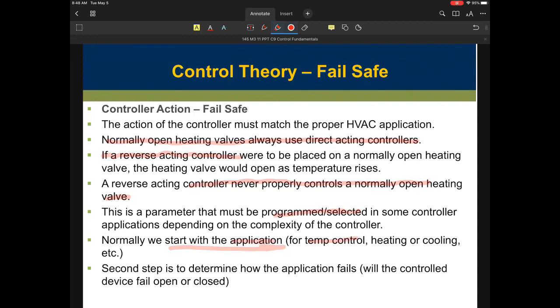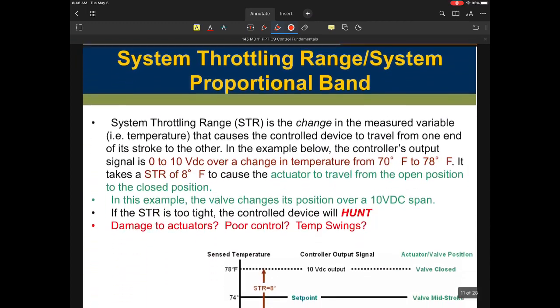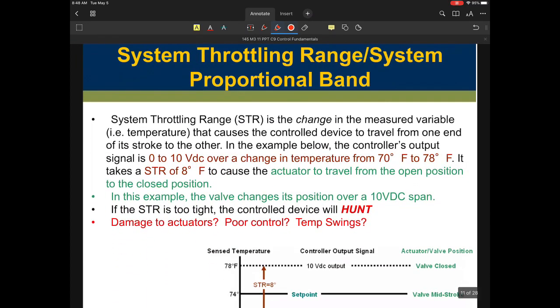Again, it depends on how advanced that system is. So how do we typically figure this out? As I mentioned, normally I start out with the application and ask, what am I controlling? Do I want to do temp control, heating, cooling? It could be humidity control. And then the next thing is, how do I want that control device to fail? Do you want it to fail open or fail closed? So that's a little bit on fail safe. It's something that should always be considered in your application.